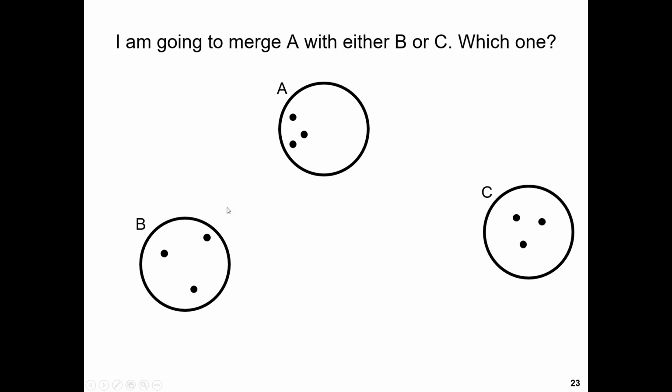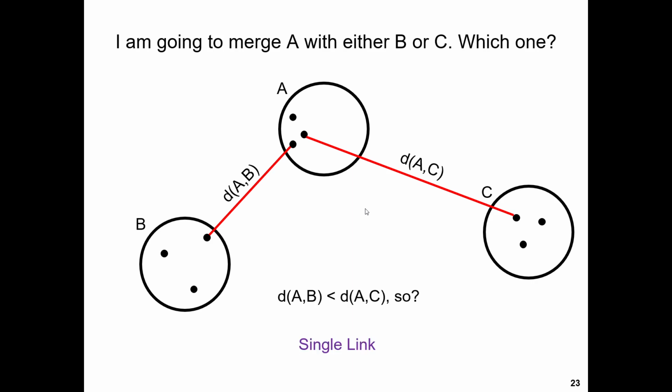Let's say I'm going to merge A with either B or C. What did I calculate here? I calculated all the distances, but I picked one of them. Which one is that? The shortest one. If I were to merge A with B or C, which one should I go with? B. So this one is called single link. I call it the shortest of shortest, because there are multiple of those.